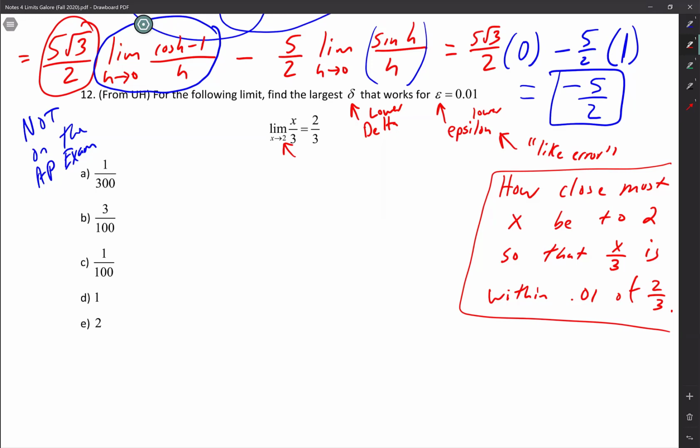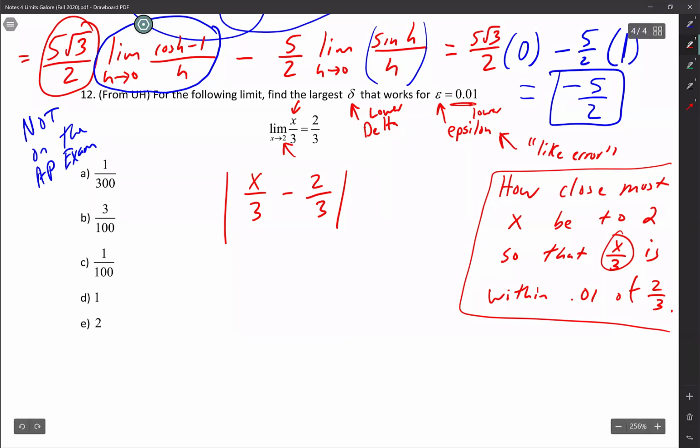So look, this is all it is, guys. How close must x be to 2 so that x over 3 is within 0.01 of 2/3? X over 3 is your function. So whatever f of x you have in there, that's what you're going to write in here. And since they want it to be within 0.01 of 2/3, to get the difference, x over 3 minus 2/3, I want it to be no greater than 0.01. So that error must be smaller than 0.01. And there it is. That's all there is to it, guys.